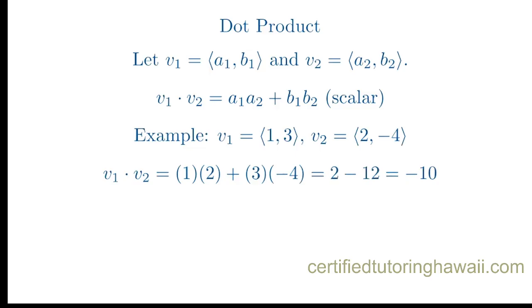The fact that the result is negative tells us something which we'll explore in a moment. But first, let's look at a special case. What happens if we take the dot product of a vector with itself?